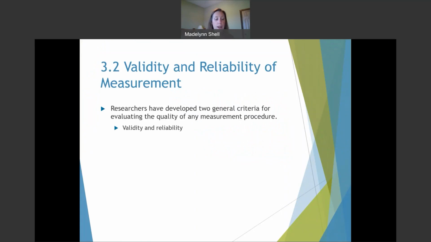And so operational definitions, as we talked about last class, is an indirect measure of measuring something that we can't directly measure. So the issue that we run into is, how do we know if it's a good measurement? And so researchers have developed these two general criteria to evaluate the quality of any measurement procedure. They are validity and reliability.